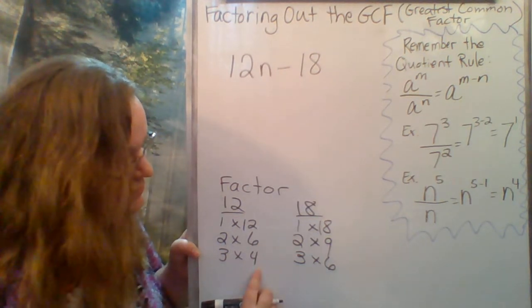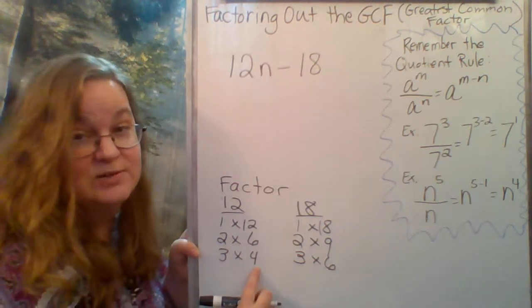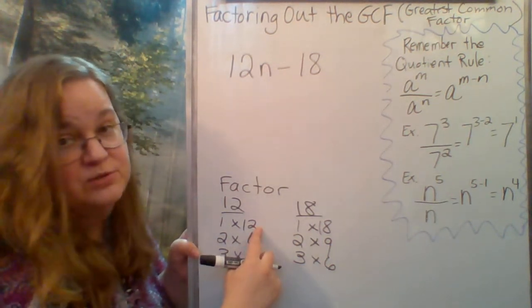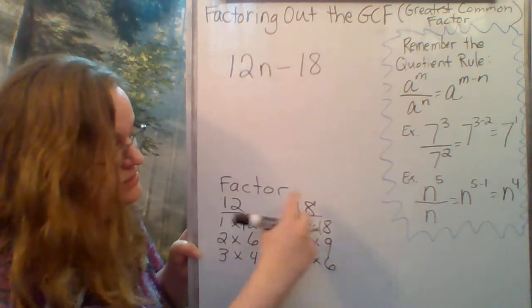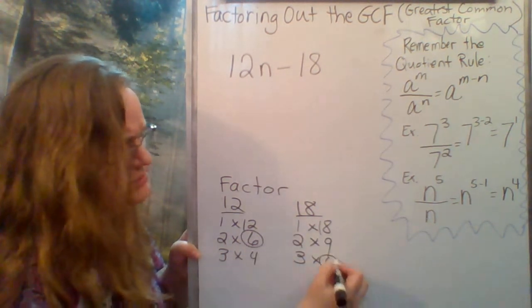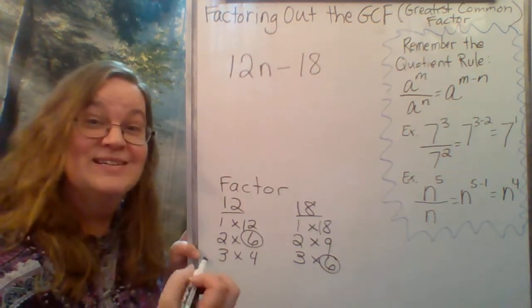So if I check 4, for instance, 4 doesn't go into 18 because it goes into 16 and 20. And 12 doesn't go into it because 12 times 2 is 24. So these are the factors of 18 that are going to matter. So the largest number that goes into both of those numbers is 6.